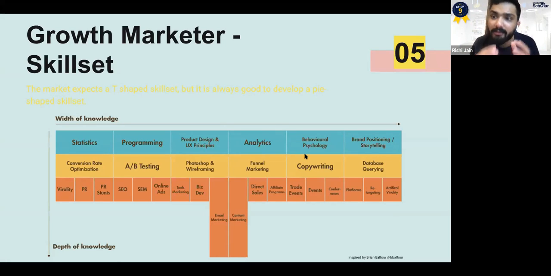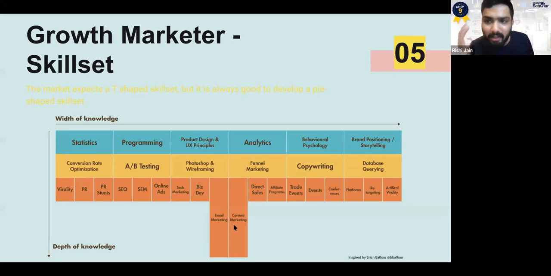Some psychology, which is how to write persuasive copywriting altogether over here. And then finally, last but not the least, is the database querying, which is how do you retarget, how do you make or assume what is the kind of people coming into your funnel and stuff. And then there is email marketing and content marketing, which requires the most depth of knowledge up here. So these are like the things that you should be knowing to become a growth marketer.